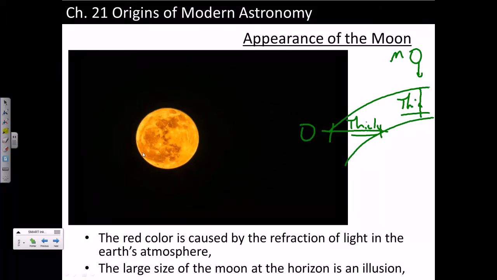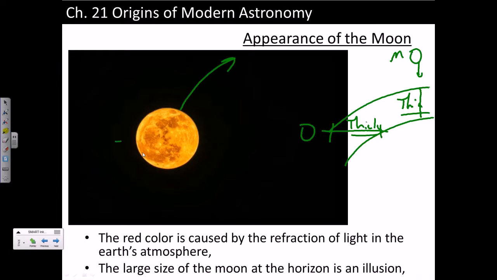So that's a real effect, right? But it's an atmospheric effect based on the position of the moon in the sky. So if that's true, then as the moon rises through the night, it should actually become a slightly lighter color, right? A yellow color or a white color.